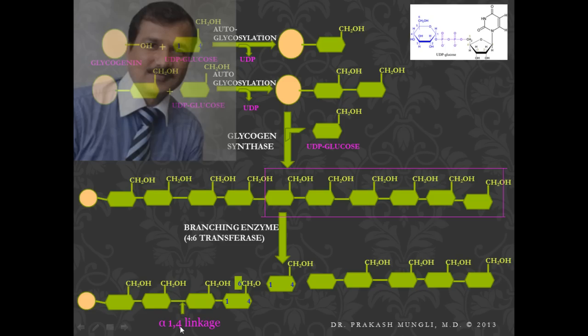So there are alpha 1,4 linkages in the straight chain here, whereas at the branch point you have an alpha 1,6 linkage. Wherever you see a branch point there will be an alpha 1,6 linkage, and all the other linkages here are alpha 1,4 linkages. This is how the branching process will go on. So glycogen synthase and branching enzyme act simultaneously to produce a highly branched glycogen structure.